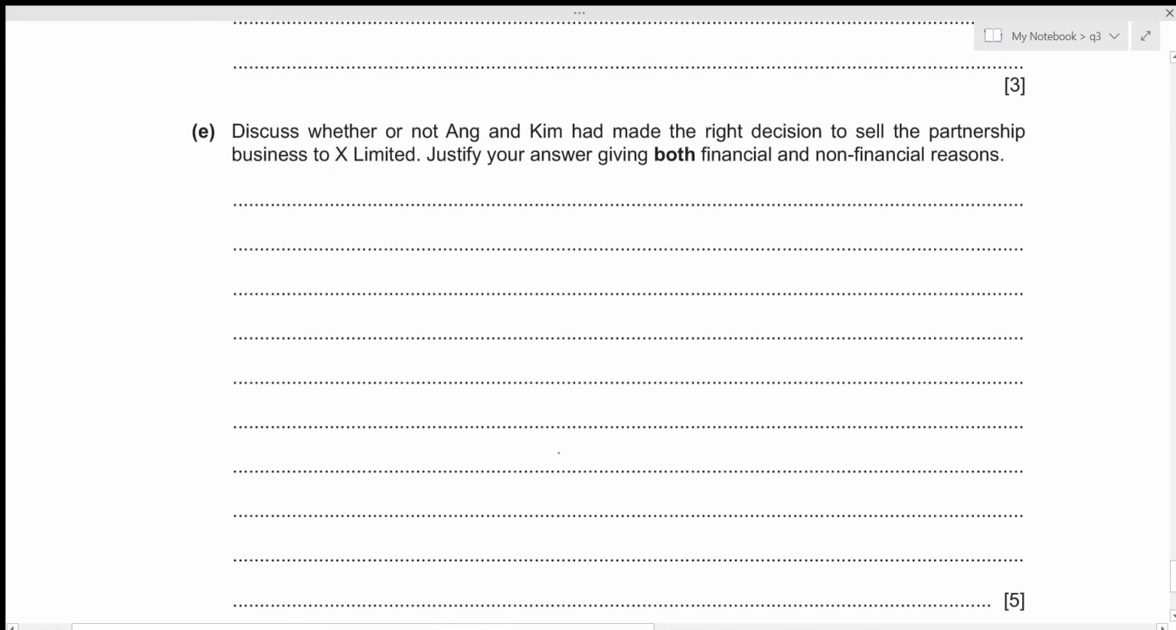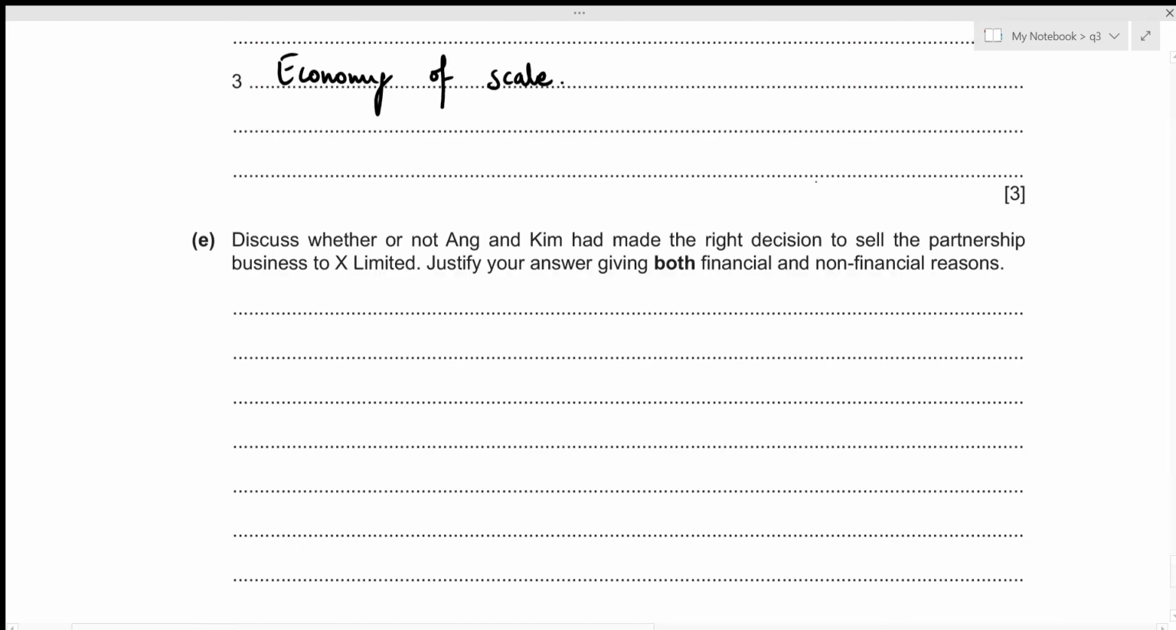We need to discuss whether or not Ang and Kim had made the right decision to sell the partnership business to X Limited. We need to justify our answer giving both financial and non-financial reasons. So the first financial reason would be to compare the income for partners from the partnership and compare it to the income they are receiving in X Limited. So let's have a look at our above information.